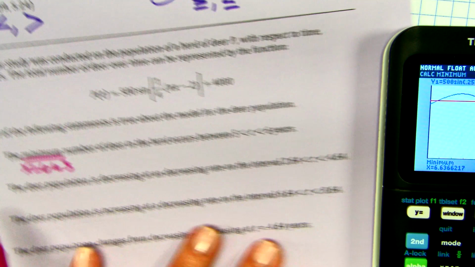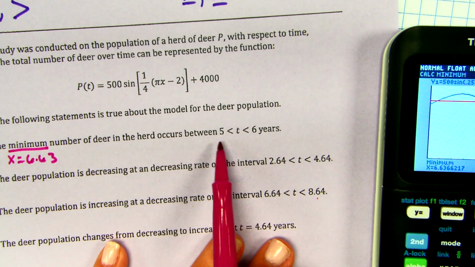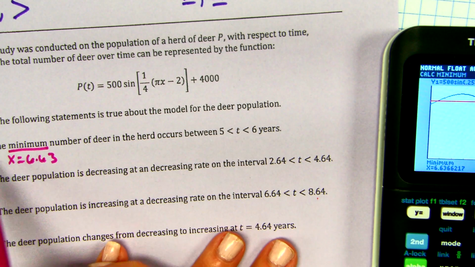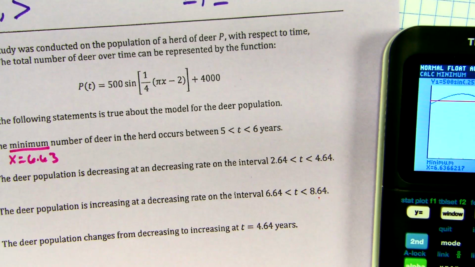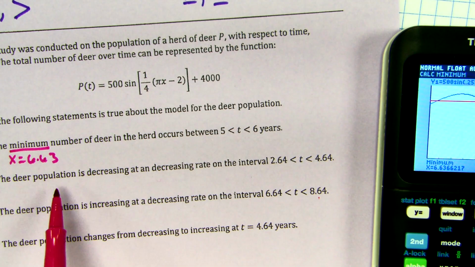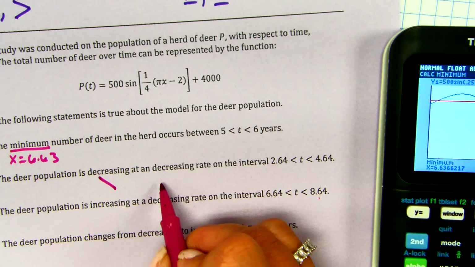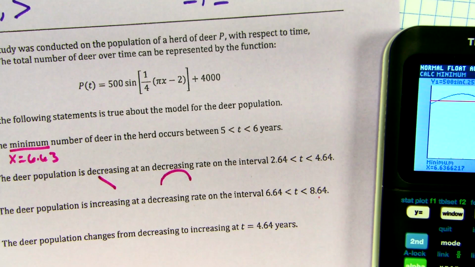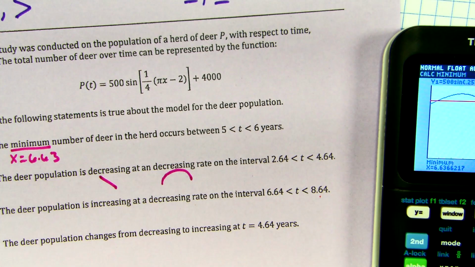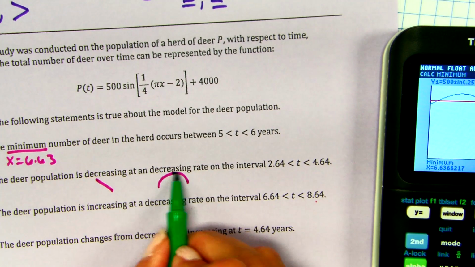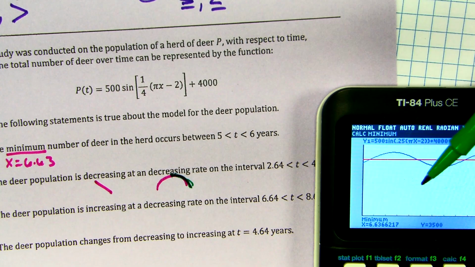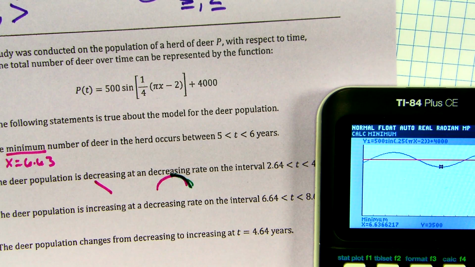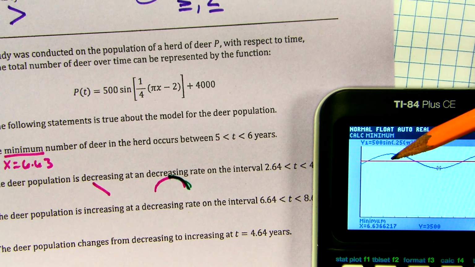I rounded it. This is just my own notation. Is that between 5 and 6? Certainly not. That's in the 7th year, 6 plus some more. Okay? Part B, the deer population is decreasing at a decreasing rate. It's going down in a concave down section of the graph, which would be right here. So, watch my pencil, decreasing at a decreasing rate would be from here to here. That's where we are concave down.